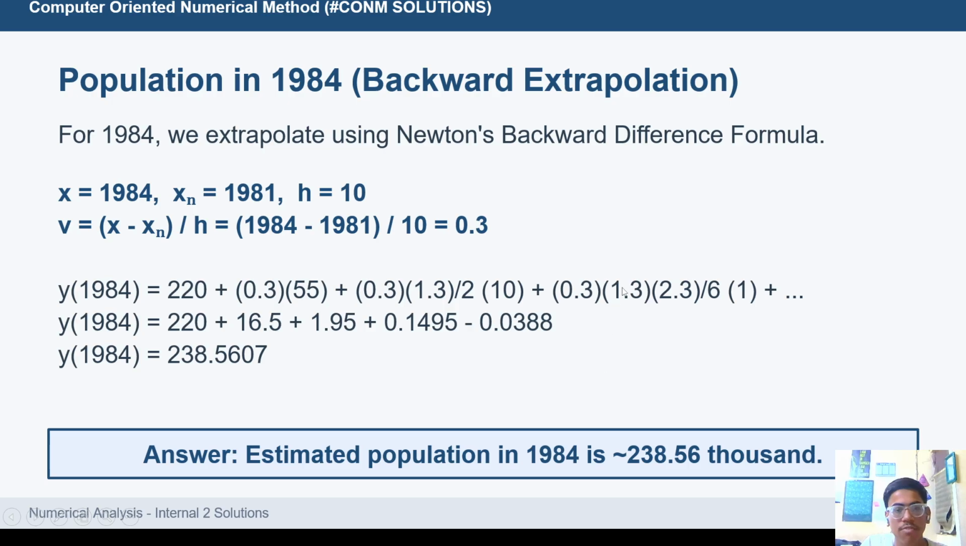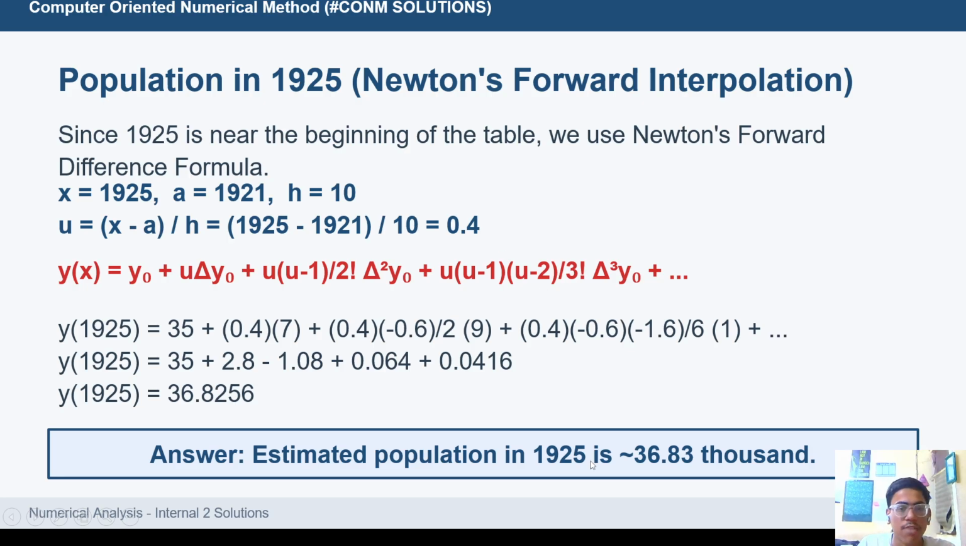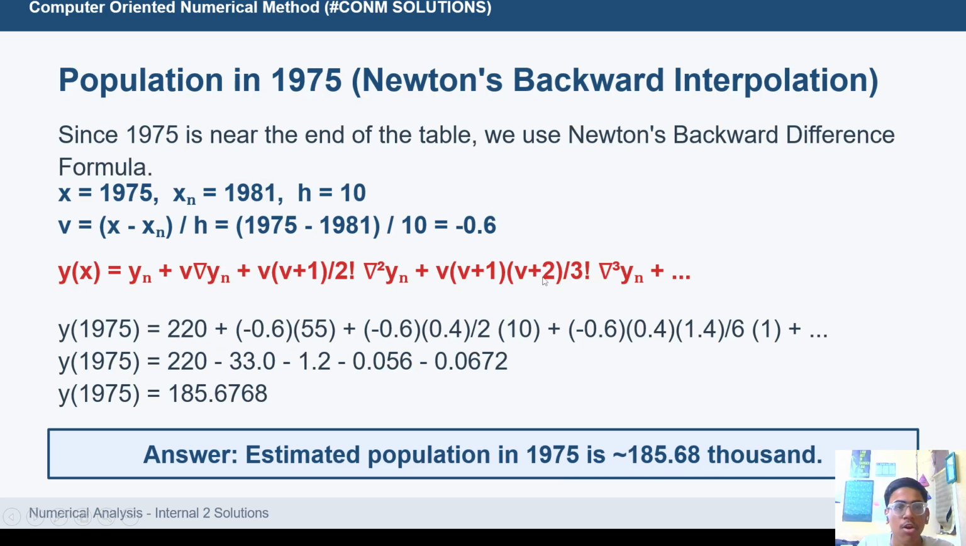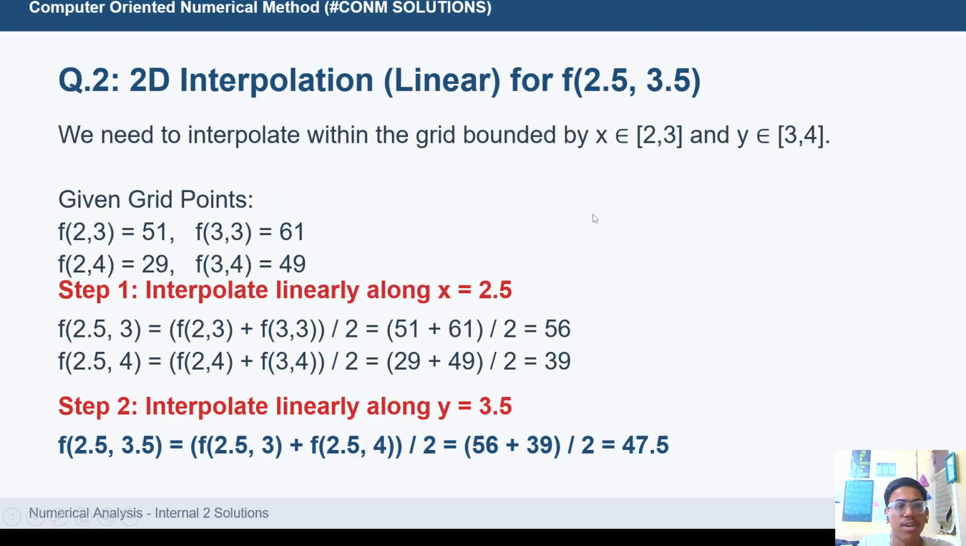So here we have solved the first question, where we needed to find the population in the years 1925, 1975, and 1984. For 1925, we used forward difference interpolation and found the answer. For 1975, we used backward difference interpolation, as 1975 lies at the end of the table. And for 1984, we could use either forward or backward, but here we have used backward interpolation, and we found the population at 1984. So here we have done the first question.